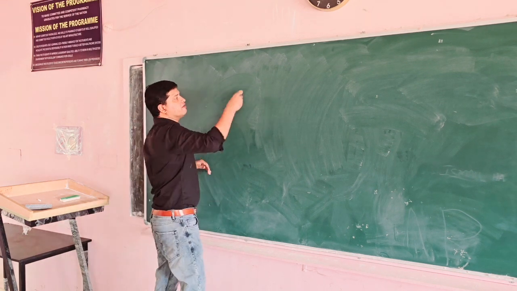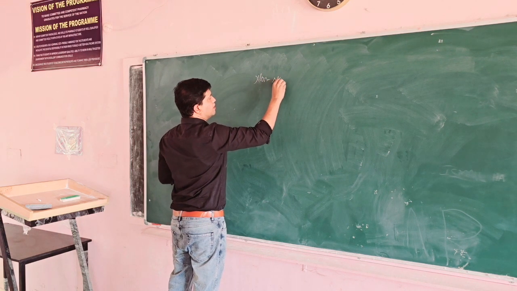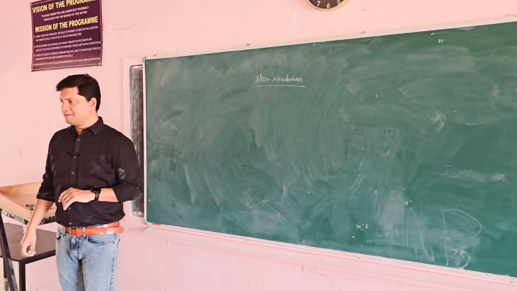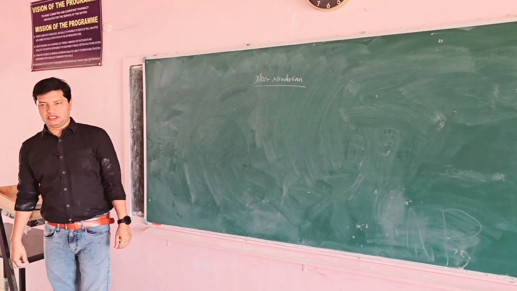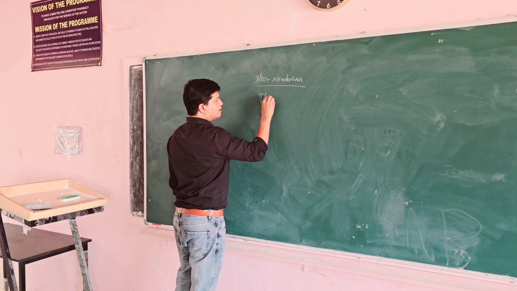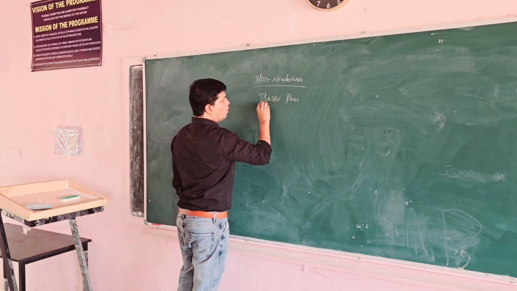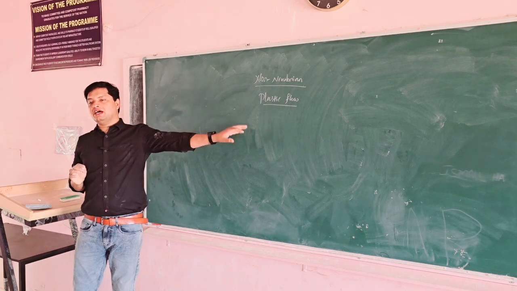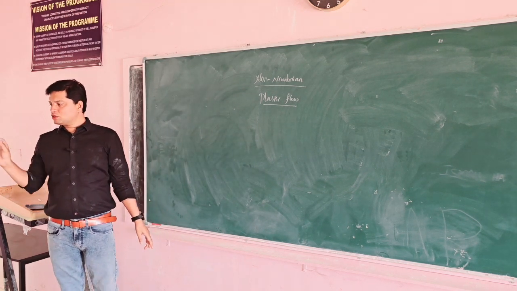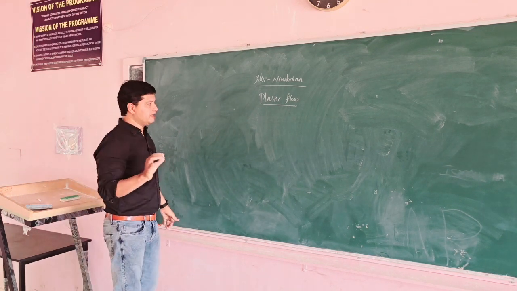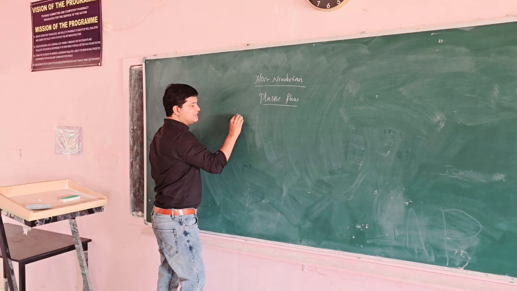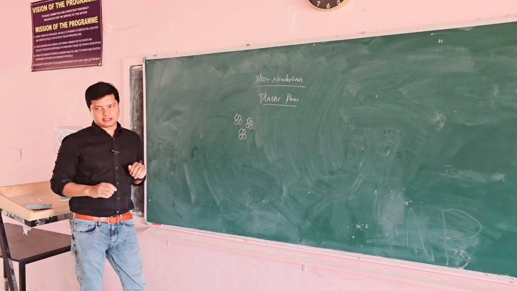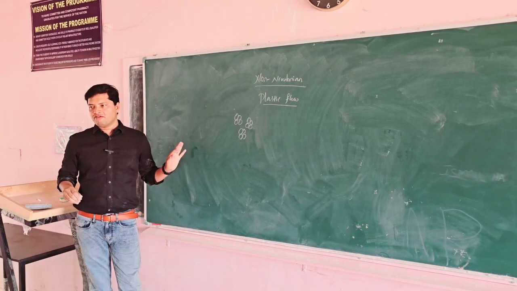Okay. Non-Newtonian liquids. First one is plastic flow. Listen very carefully. I will explain the mechanism. Through mechanism only I will draw the graph. Example for this is flocculated suspension. Don't write, listen. Please don't write. Listen to me carefully. Example for this is flocculated suspension.